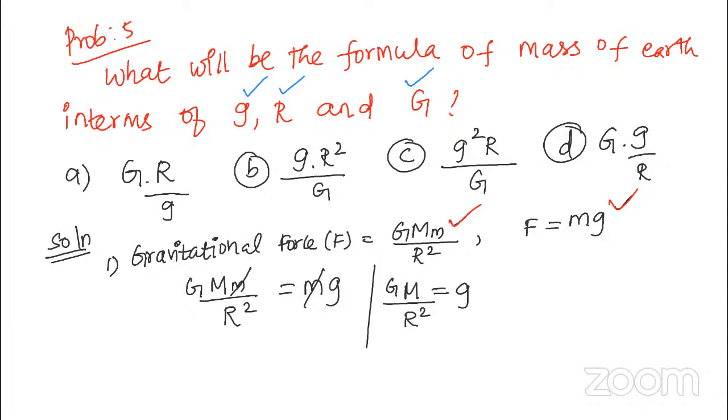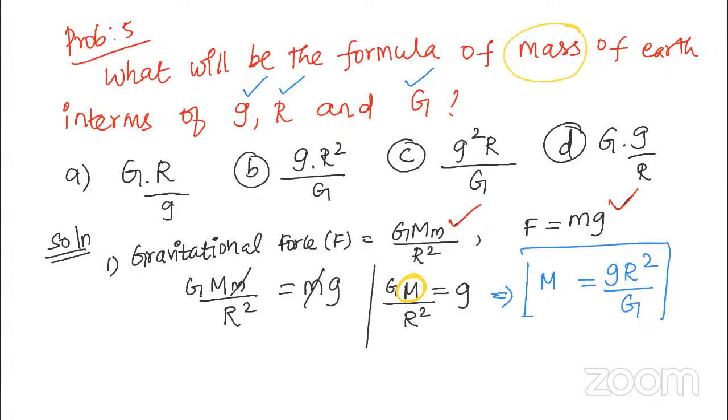Now we need only M. In that problem, they are asking for the mass of the Earth. So M should be equal to g R square divided by G. So this is the mass of the Earth. So this is option B. B is the right one.